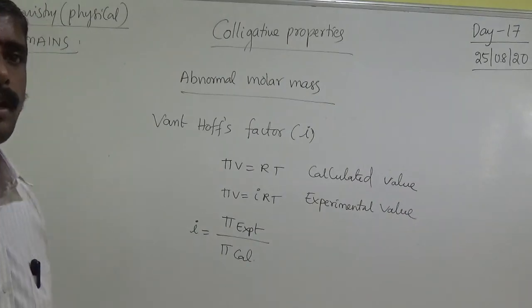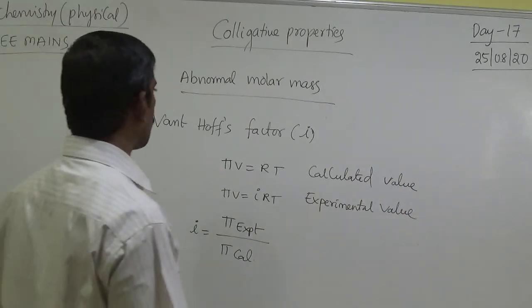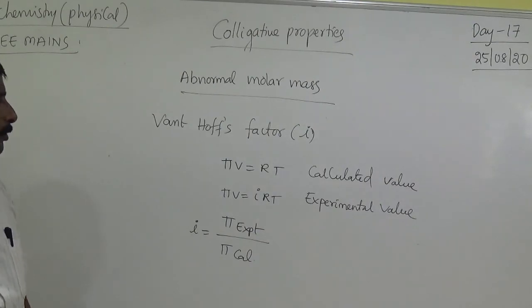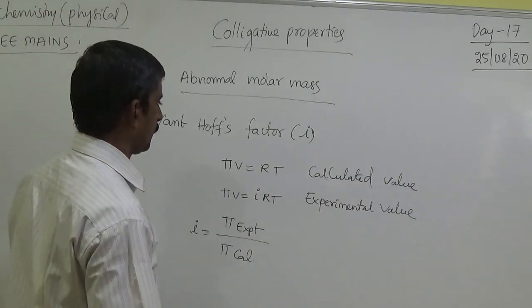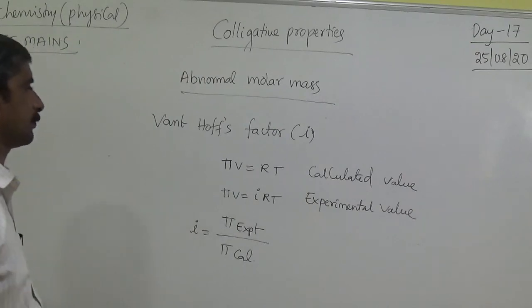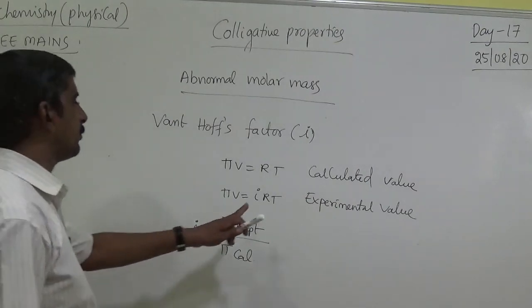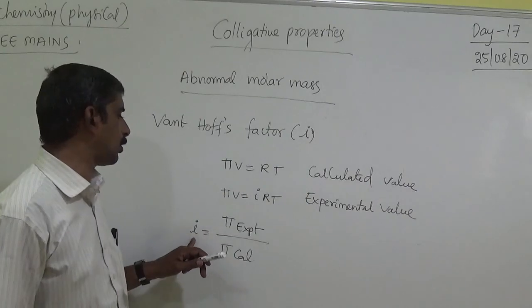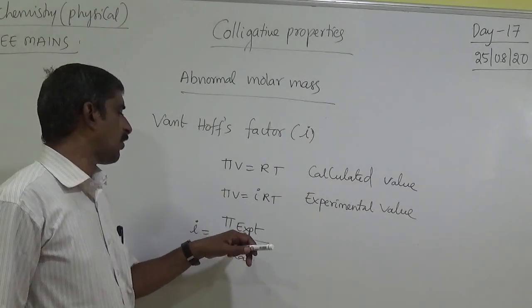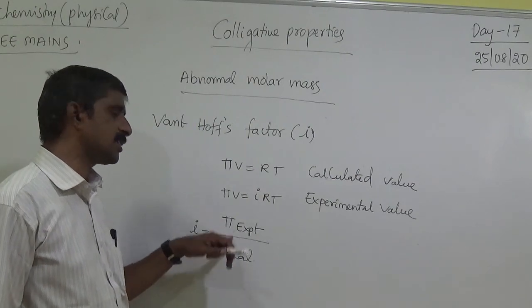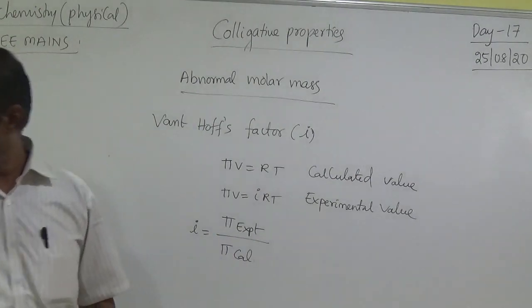Another formula: the Van 't Hoff factor i, pi V equals nRT, and pi V equals iRT. Here i means Van 't Hoff factor. The Van 't Hoff factor i equals the experimental value of osmotic pressure by the calculated value of osmotic pressure. I will write another formula.